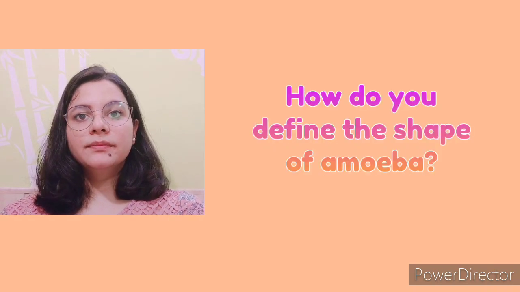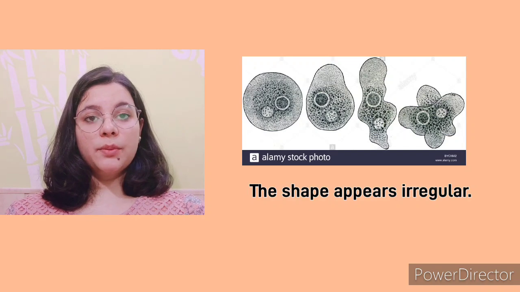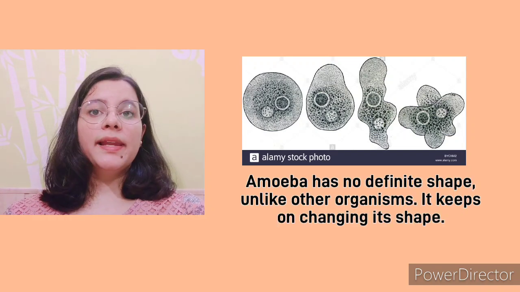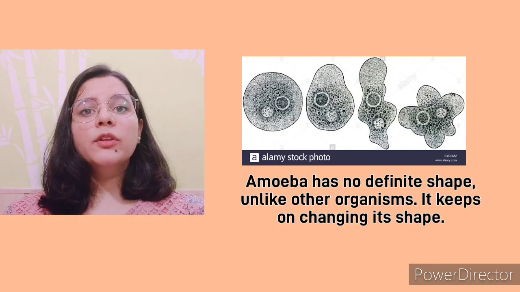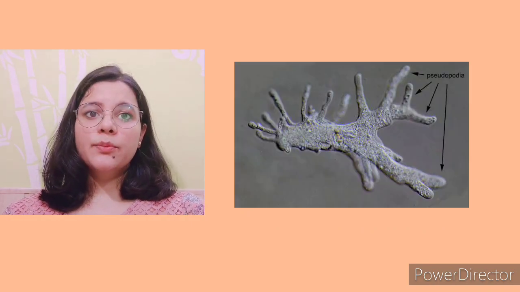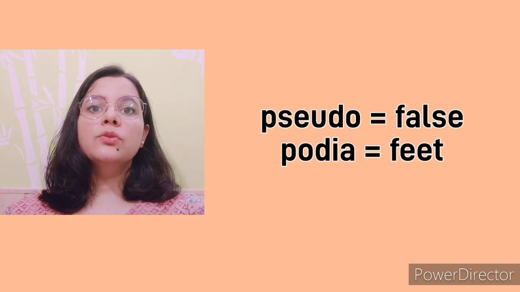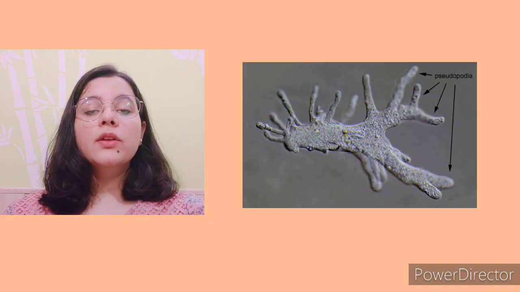Shape of cells. Now, how do you define the shape of amoeba? You may say that the shape appears irregular. In fact, the amoeba has no definite shape, unlike other organisms. It keeps on changing its shape. Observe the projections of varying lengths protruding out of its body. These are called pseudopodia. Pseudo stands for false, podia stands for feet. These are the false feet of the amoeba.